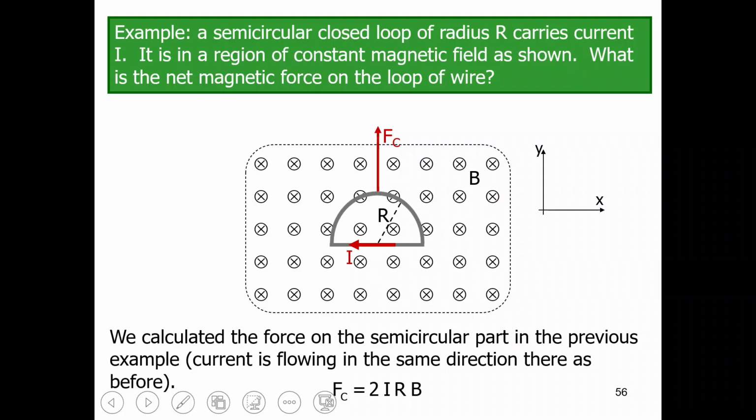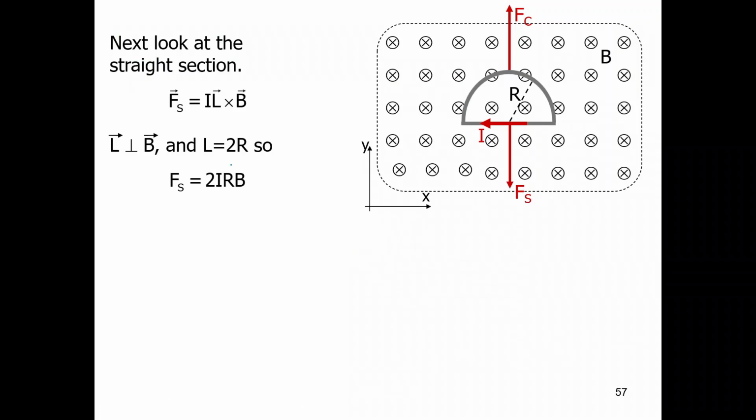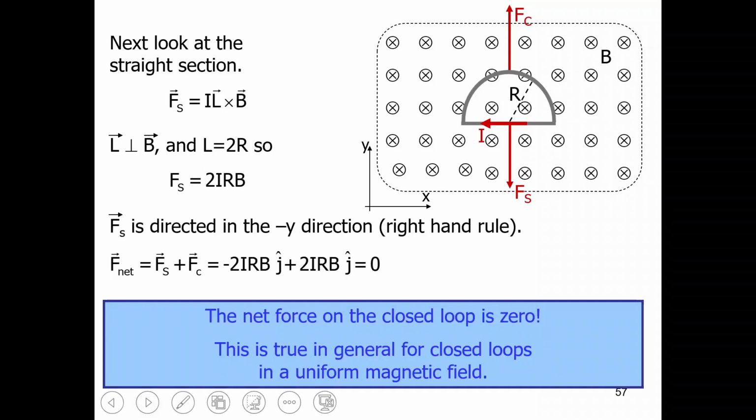That straight line section with the current going to the left and my palm into the page is going to point downwards using the right-hand rule. So that downward section is going to be ILB, but L is the same thing as 2R, because that's the diameter. So that tells us that straight line section is also 2IRB. And those two sections are in opposite directions. So our net force on that wire is going to be 0.